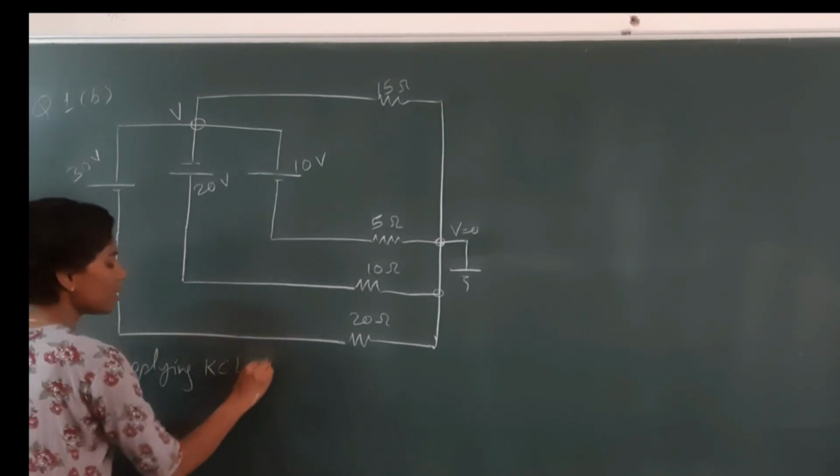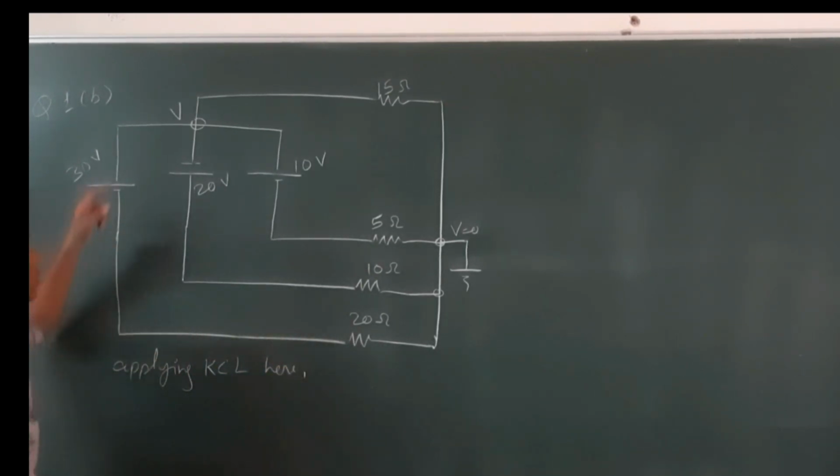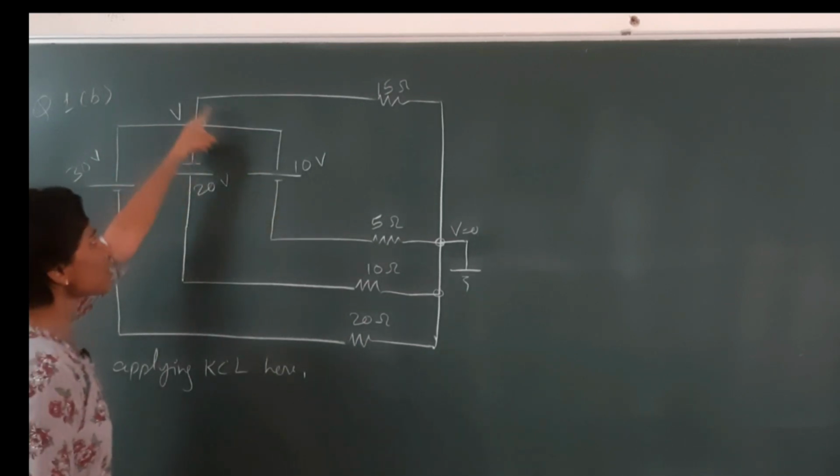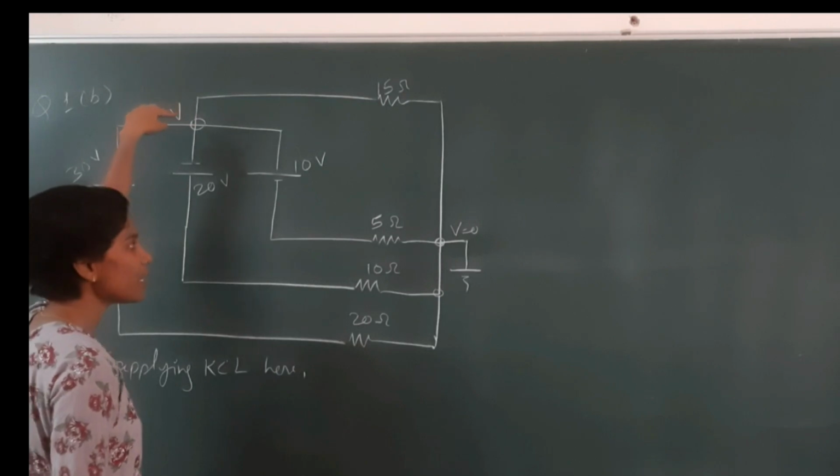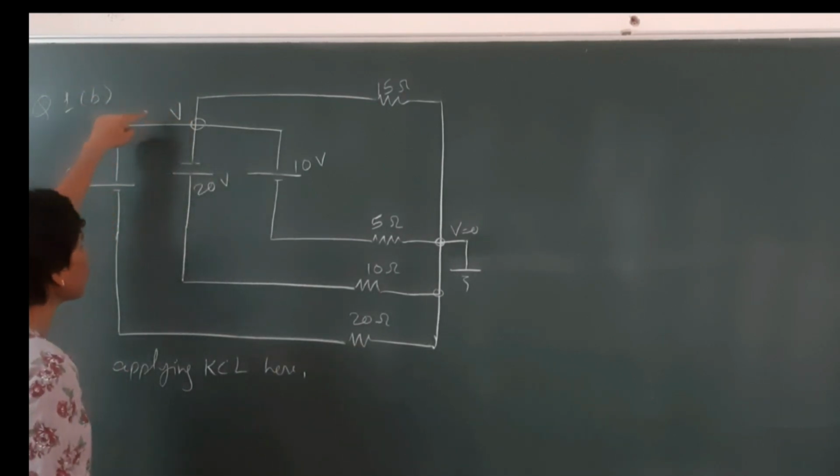So applying KCL here. What is the question we are getting? These all are the different branches. We have 4 branches connected with this node. That means 4 currents will be added. Okay, so we know how to go for the calculation.